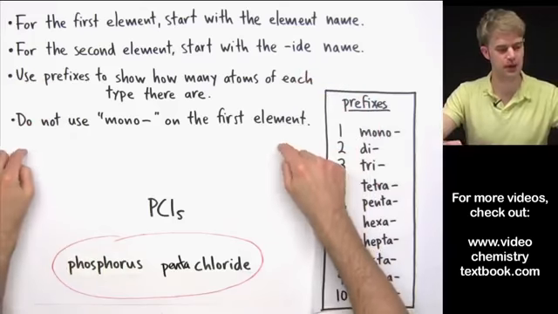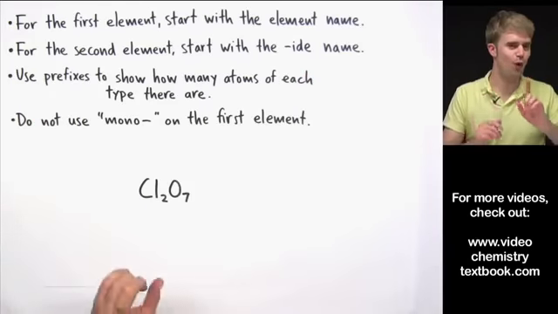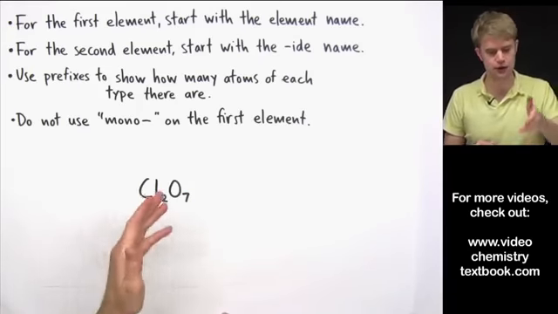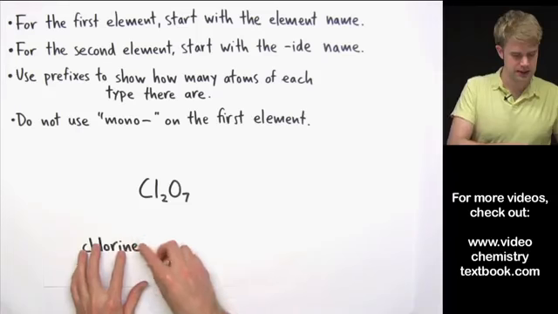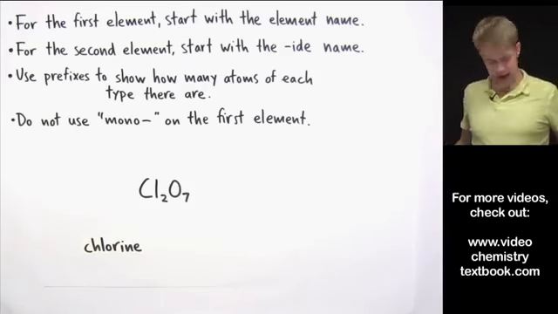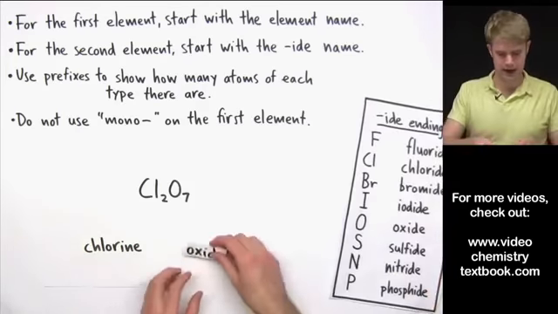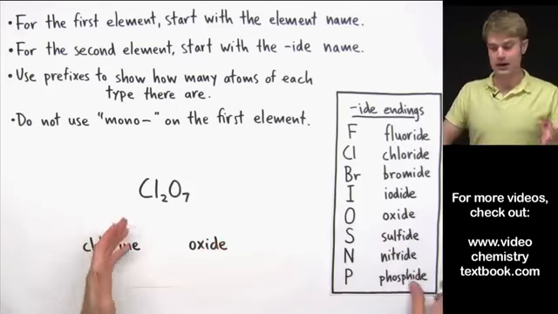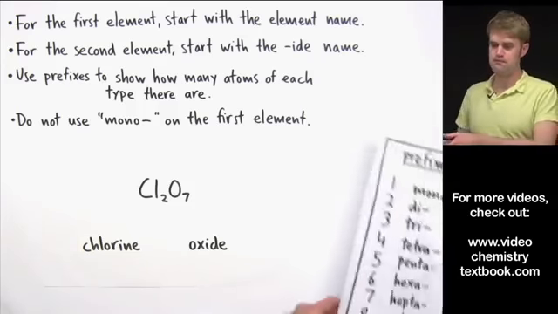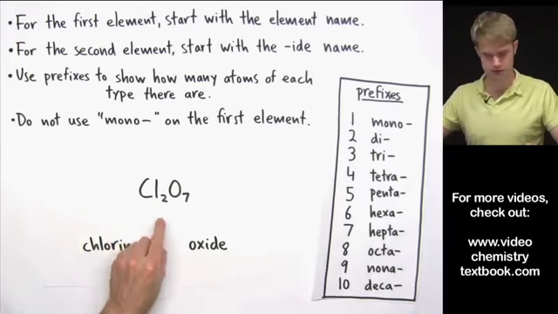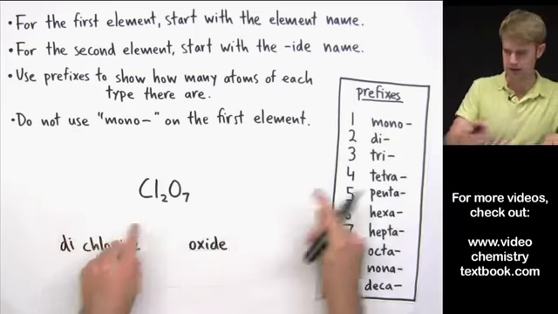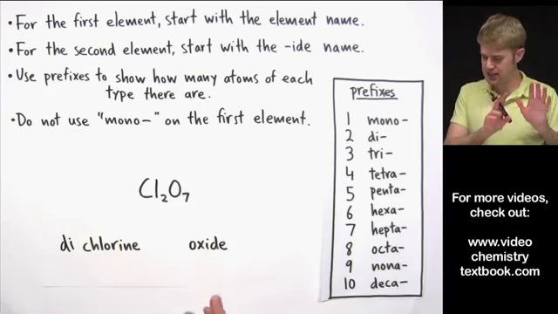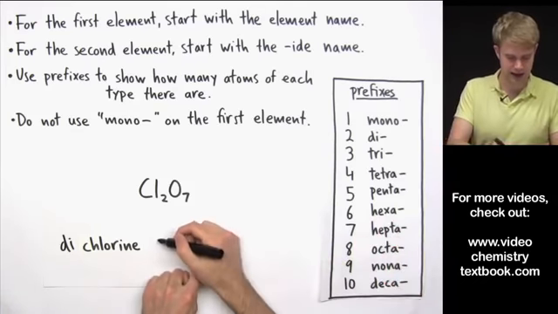Now there's one more step that we're going to add. I'm going to talk about that next. Okay, there's one more step to keep in mind, and I'm going to show it to you as I work through this example. Okay, Cl2O7. The first element here, Cl, is chlorine, and O here is oxygen. Its IDE name is oxide. Okay, so now the next thing I'm going to do is I'm going to use these prefixes. So I got 2 chlorines, so I'm going to use di for 2 up here. And then oxide, I got 7 of those, so I'm going to use the prefix hepta.